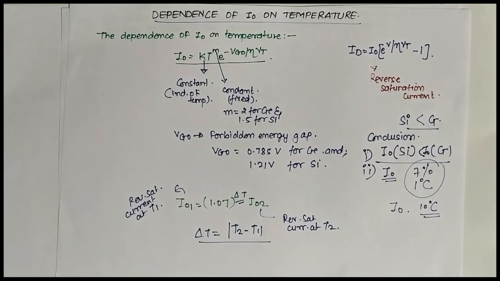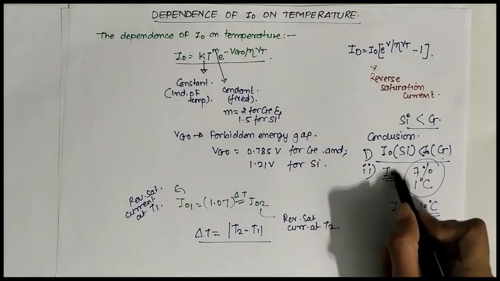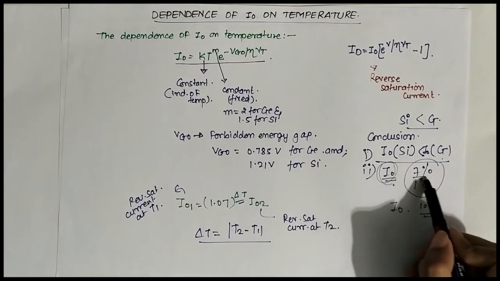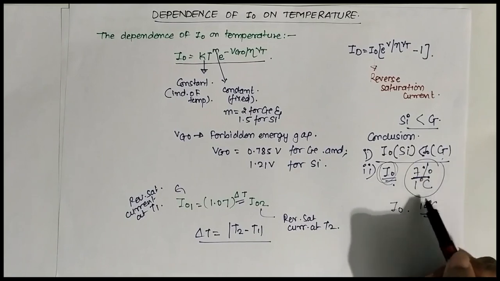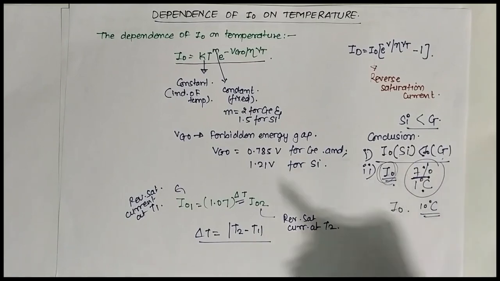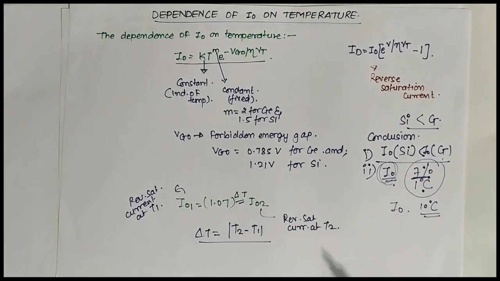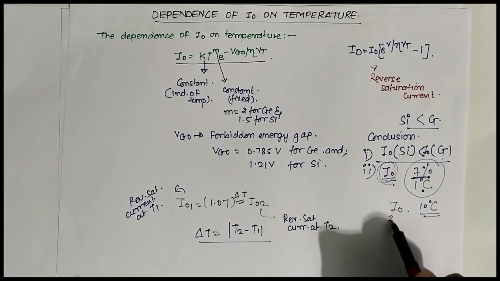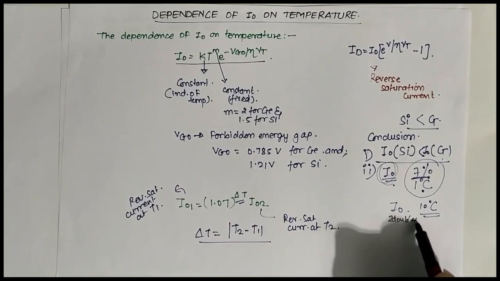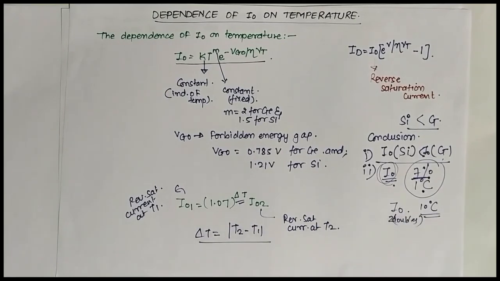So again I am repeating the two main conclusion points: the reverse saturation current for silicon diode is lower than that for the germanium diode, and the reverse saturation current increases at the rate of 7% for every 1 degree rise in temperature, or alternatively, I0 doubles for every 10 degree rise in temperature.